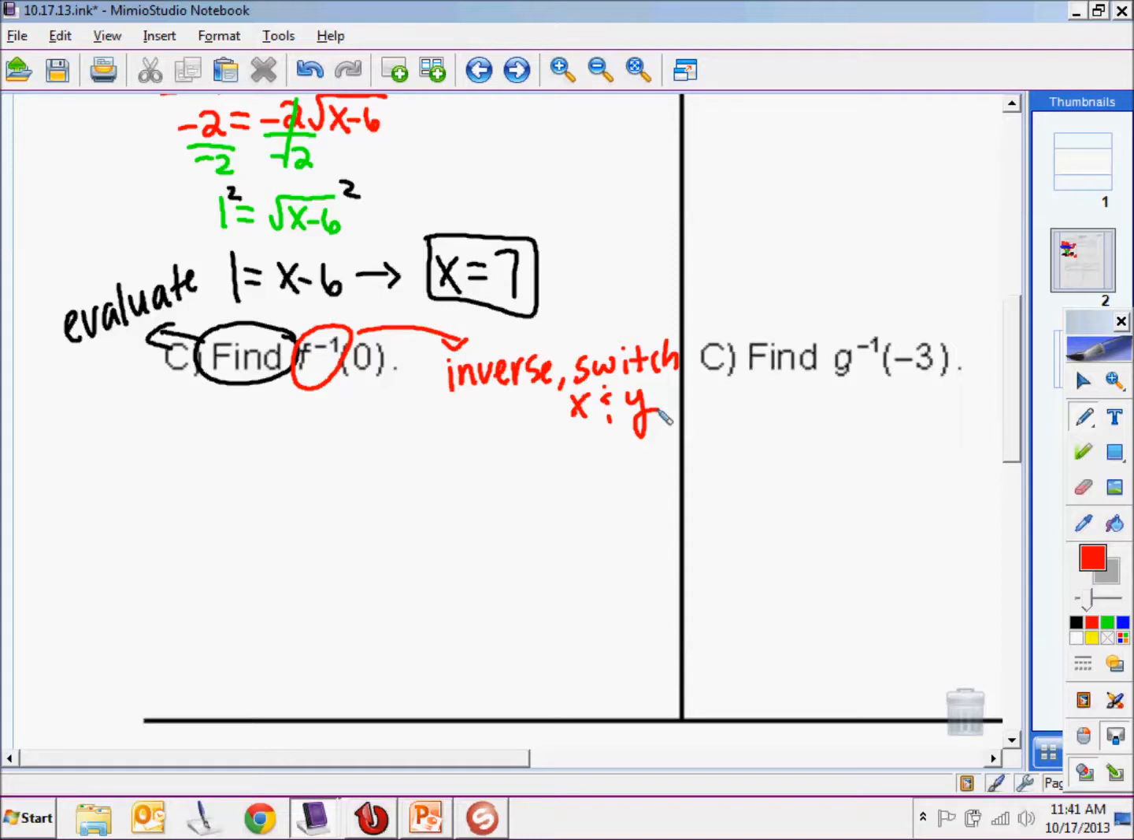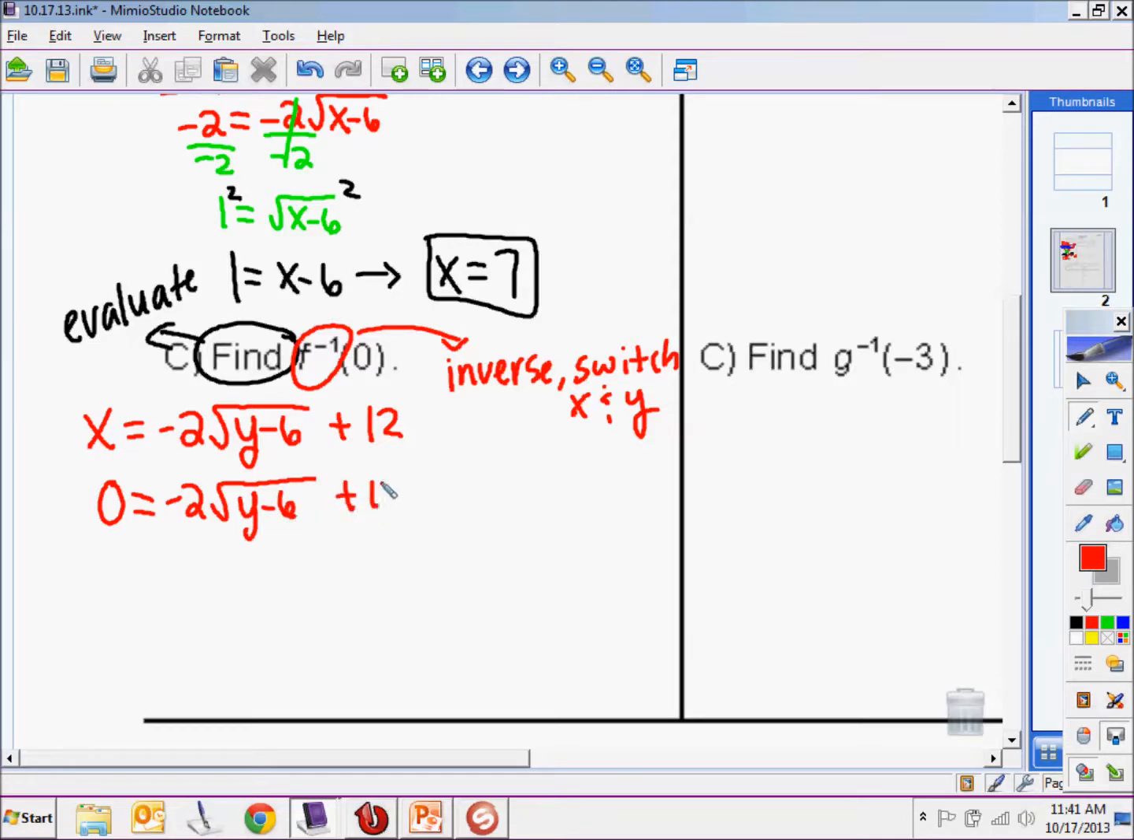So my problem is now going to be x equals negative 2 times the square root of y minus 6 plus 12. Now I plug in for x, because now I did the first thing, which was to find the inverse. Now I can evaluate. So x now is 0, so 0 equals negative 2 times the square root of y minus 6 plus 12. What does this look similar to? Part B, right? The one we just did. Just like when we solve for x, it's the same process when we solve for y with the inverse.